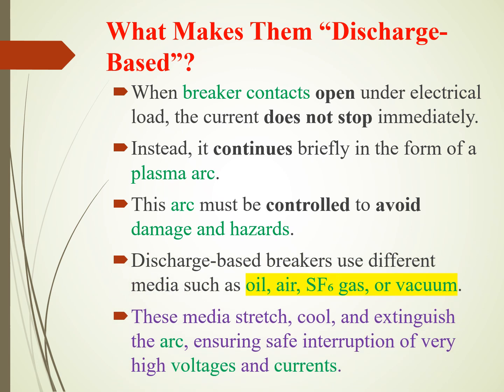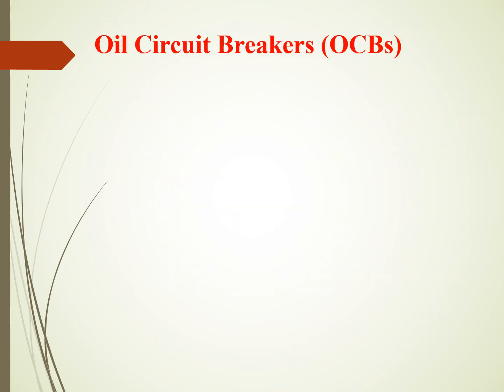Discharge-based breakers use different media such as oil, air, SF₆ gas, and vacuum. These media stretch, cool, and extinguish the arc, ensuring safe interruption of very high voltage and currents. And this is very much important. This is some kind of associate mechanism among these different circuit breakers. I want to continue my discussion about these four different circuit breakers. I will start from OCB, or oil circuit breakers.